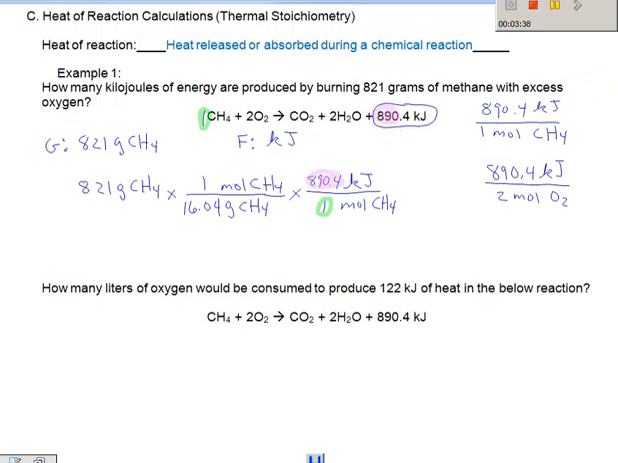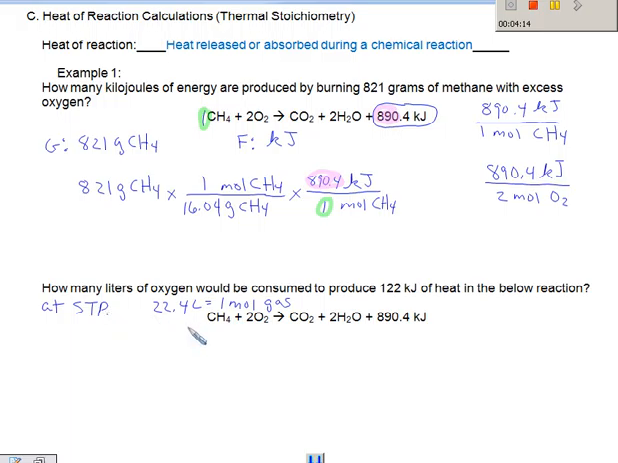Let's try another one. So we're using the same equation, different question. How many liters of oxygen would be consumed to produce 122 kilojoules of heat in the below reaction? And I forgot to say at STP. Because remember, at STP, we've got 22.4 liters equals 1 mole of a gas. That's a nice, useful thing to remember. So I've specified that it's going to be at STP.